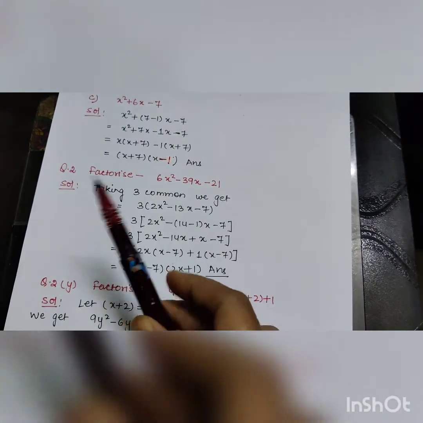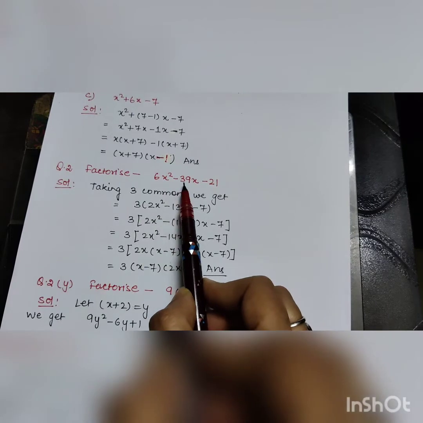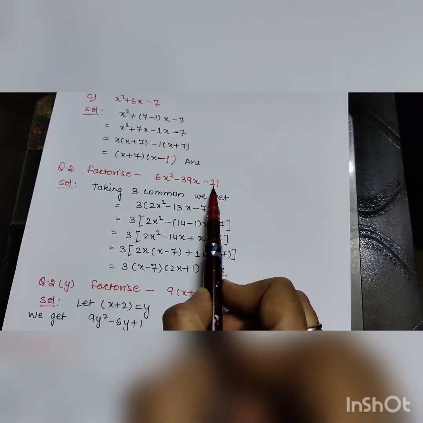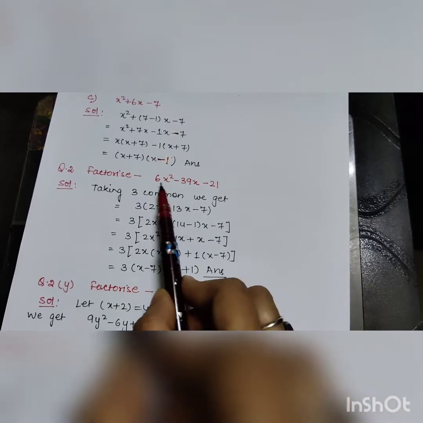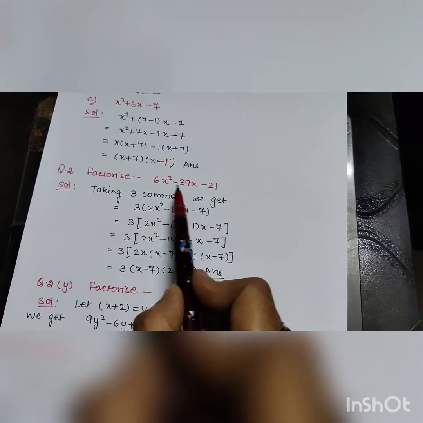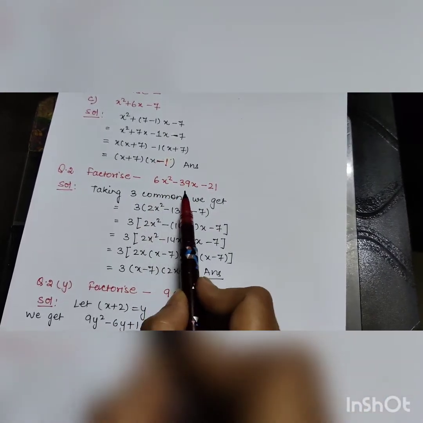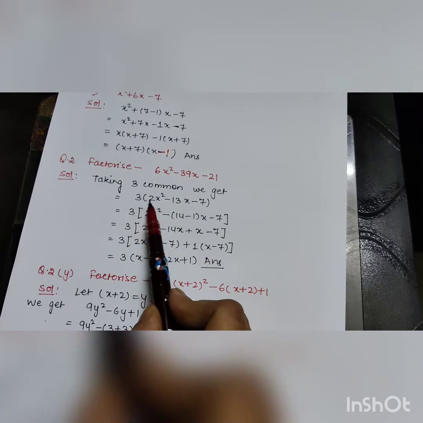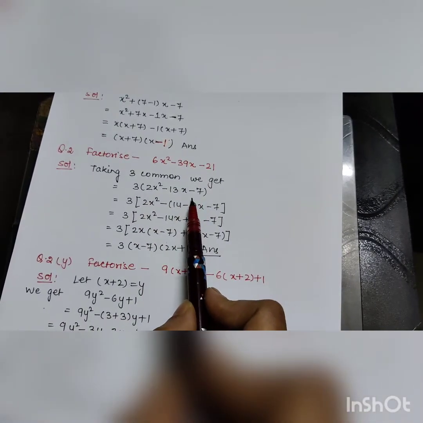Now we come to question number 2. Factorize 6x square minus 39x minus 21. You can see here that there is 3 common over here. So we are taking 3 common. So first take 3 common. What is left with us? 2x square minus 13x minus 7.